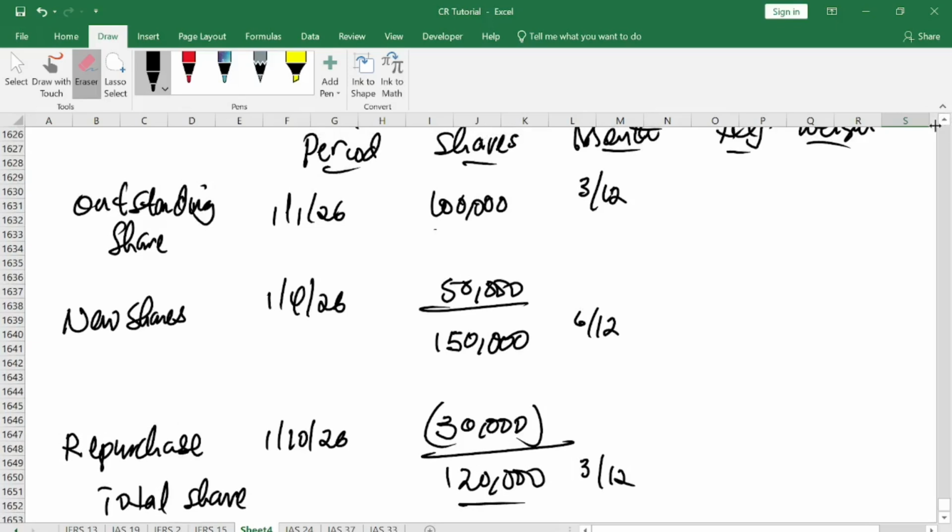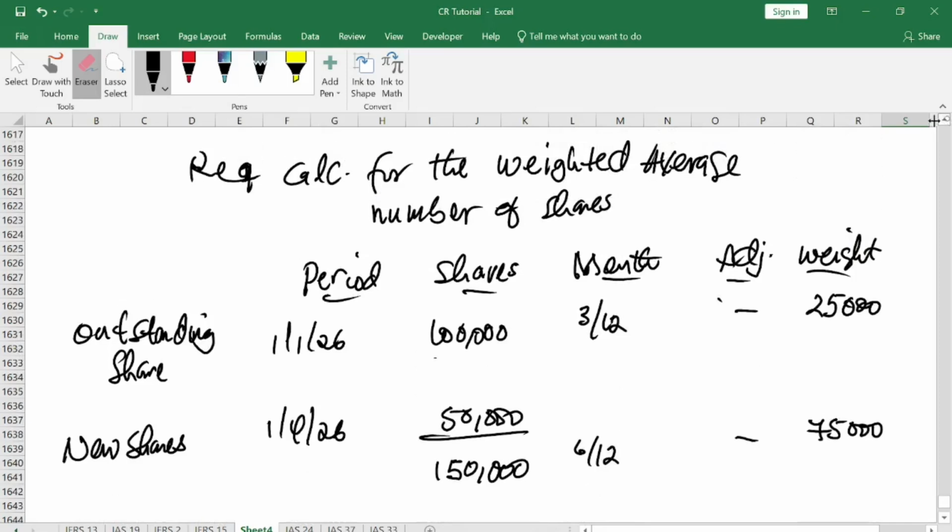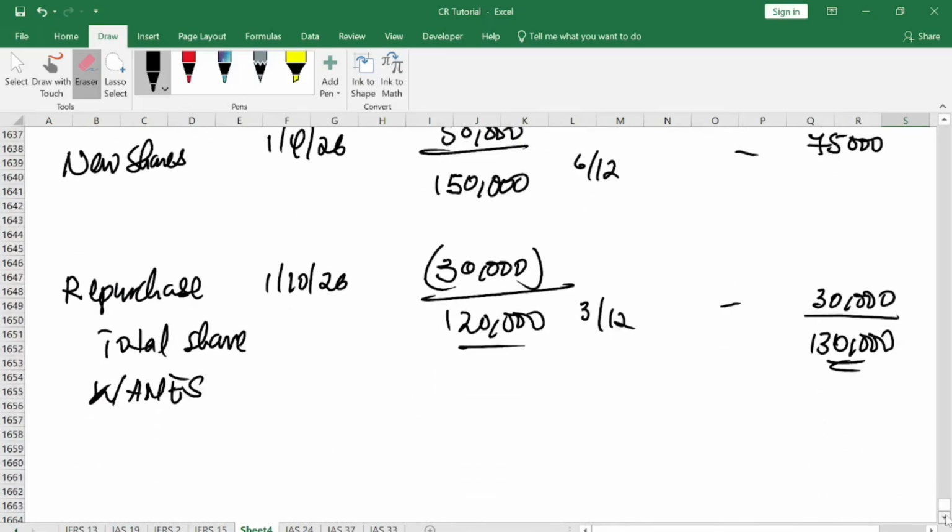Alright, so you have the first outstanding, how much? It's 25,000. The second outstanding is how much? 75,000. And then the last is 30,000. So when you sum them up, what do you have? In total you have 130,000 shares. So this is what you call share repurchase.